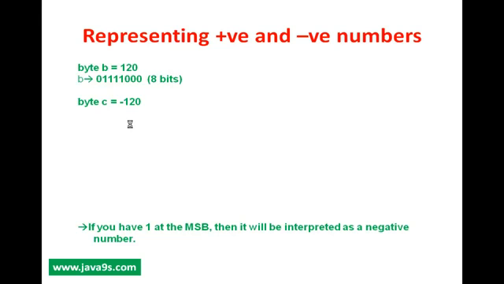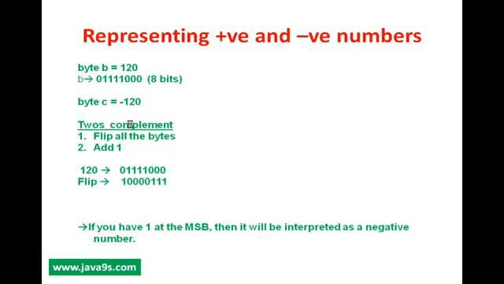So let us see what is 2's complement. 2's complement has two steps. First you flip all the bits in the positive representation of that number, and then add 1 to it. So here we have 120 in binary format. Flipping all the bits, ones to zeros, we get this, and adding 1, we get 1 0 0 0 1 0 0 0.